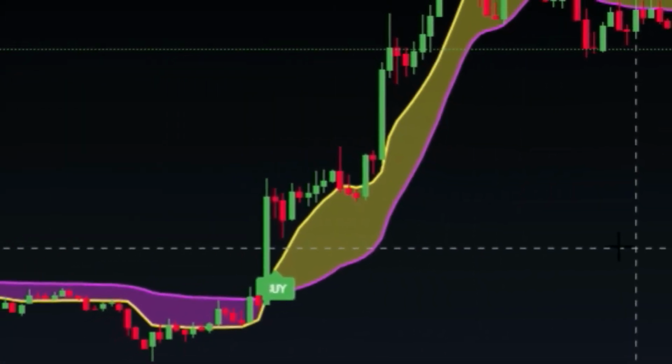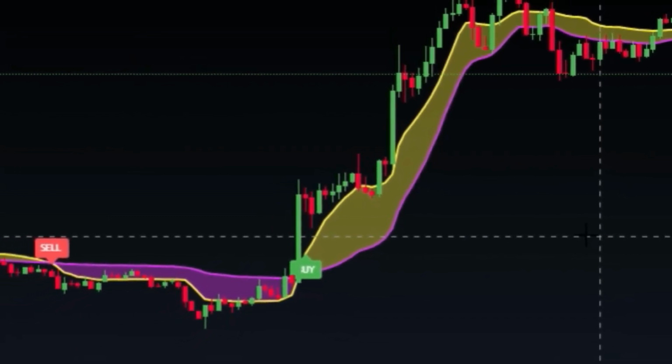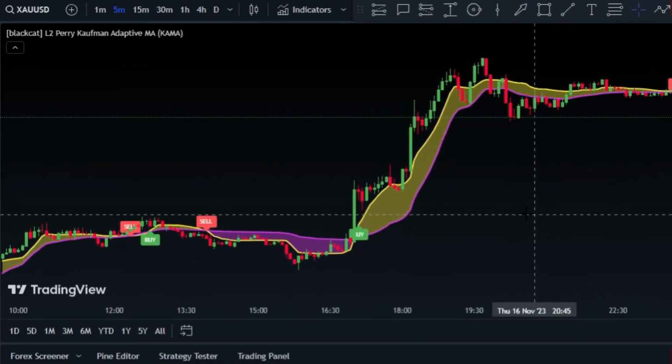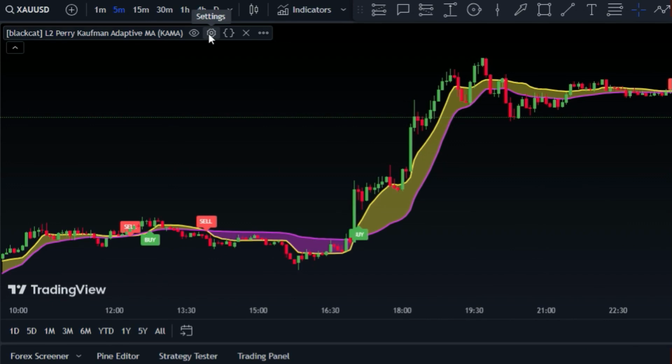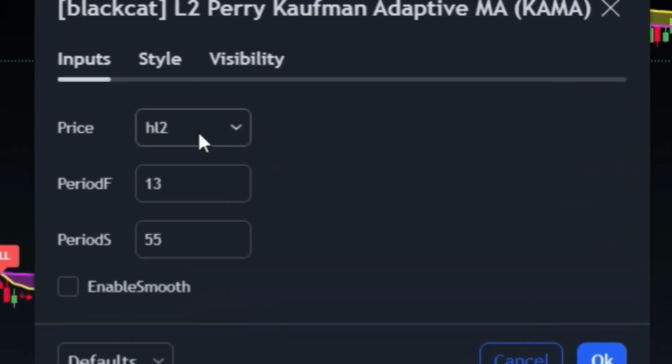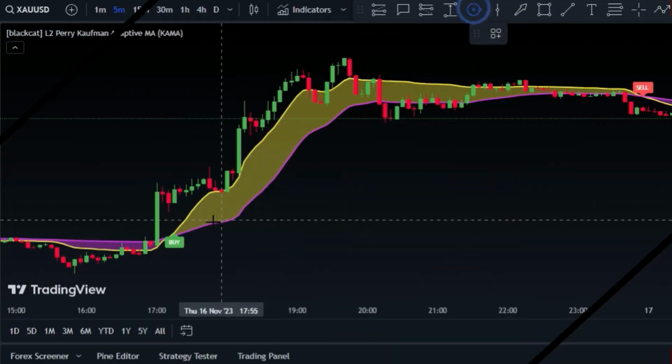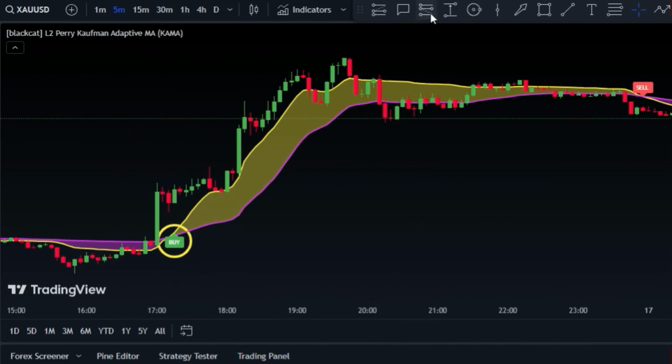Now that we have the comma indicator on our chart, let's dive into its settings and follow along as I adjust the settings to fine-tune the signals it generates for increased accuracy. Let's get started. Now, by making these changes, you can trade with the indicator.